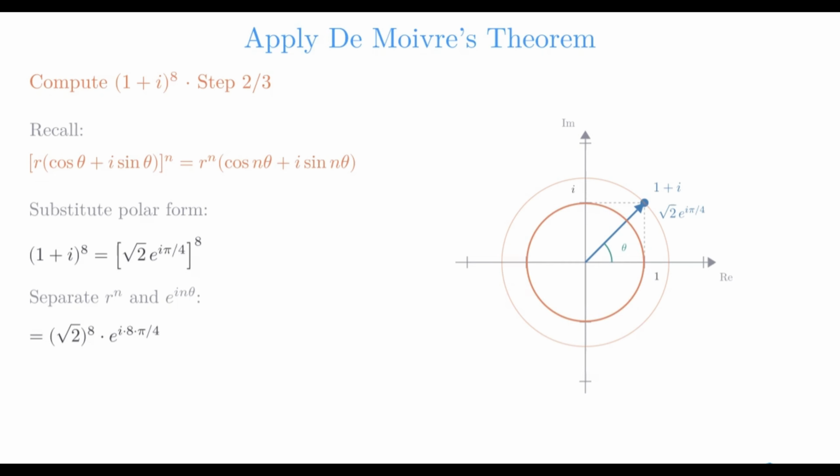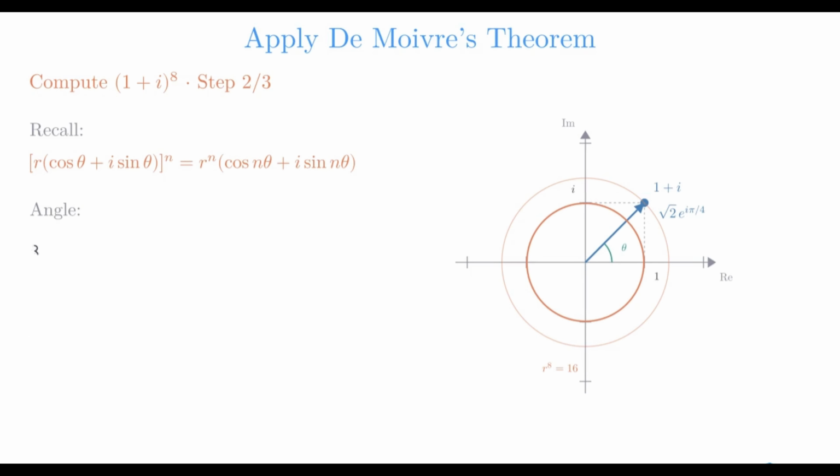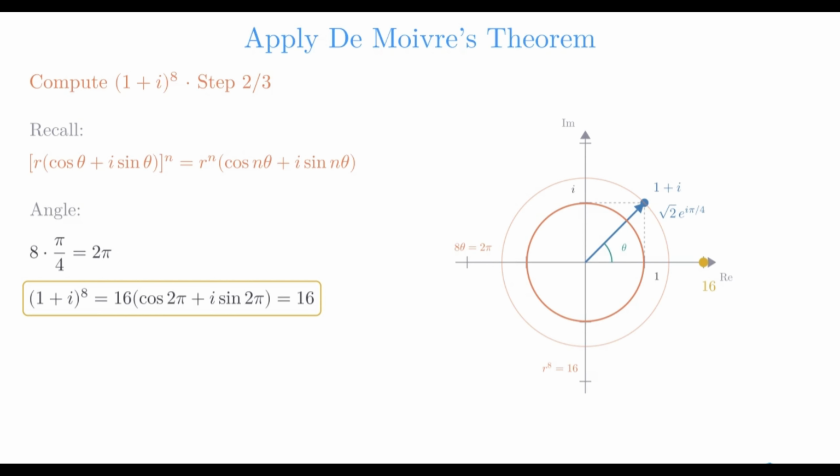Separate into r to the 8th times e to the i times 8 times pi over 4. Root 2 to the 8th is 2 to the 4th, which is 16. 8 times pi over 4 is 2 pi. That's a full rotation back to the positive real axis. Cosine of 2 pi is 1. Sine of 2 pi is 0. So the answer is simply 16.